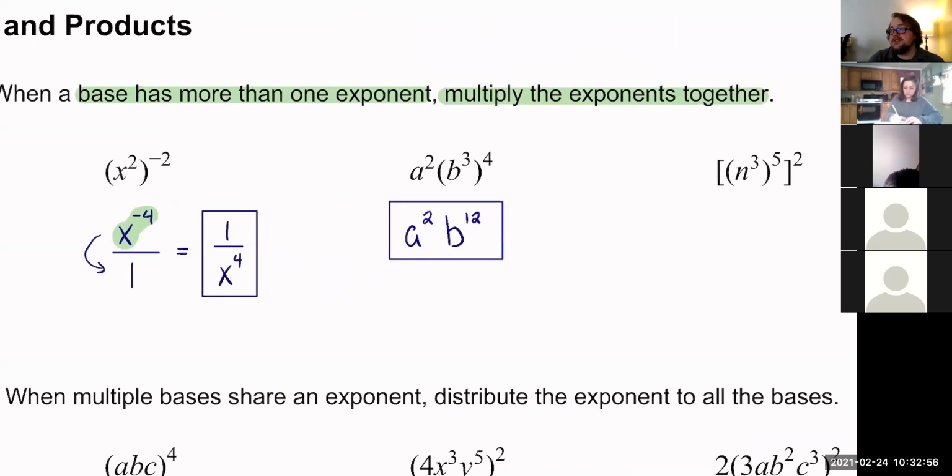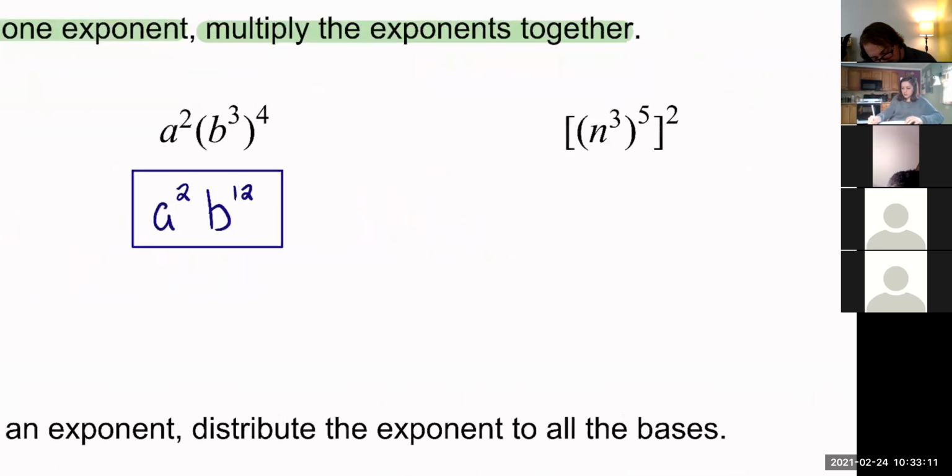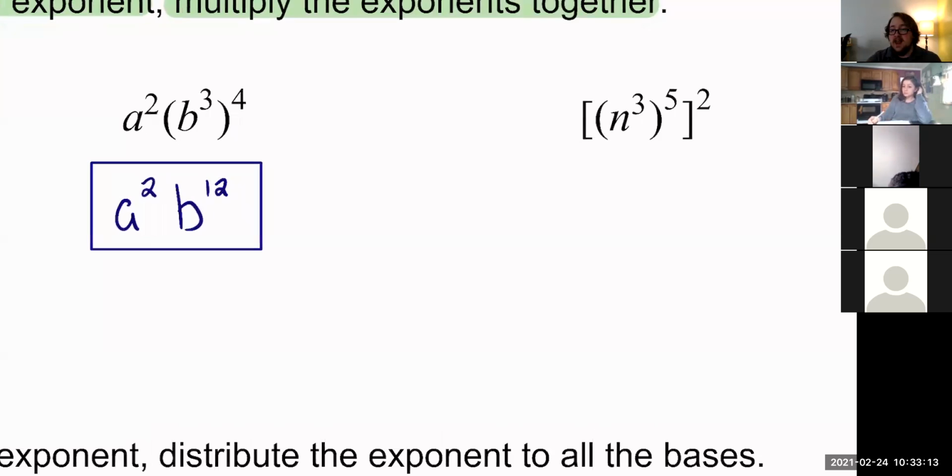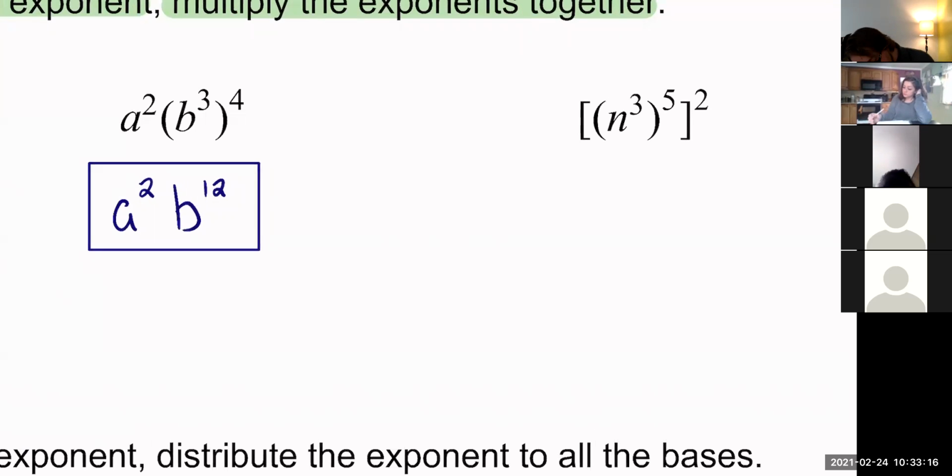And then, of course, the last one I went overboard. How many bases do you see? One. How many exponents does that one base have? Three. The process is still the same. Sometimes it helps to see it in segments. I like to work from the inside out. So n to the power of 3 raised to the power of 5 becomes n to the power of 15. But n to the power of 15 raised to the power of 2 becomes n to the power of 30.